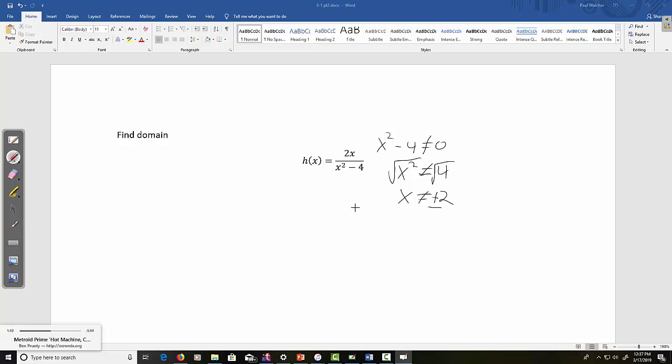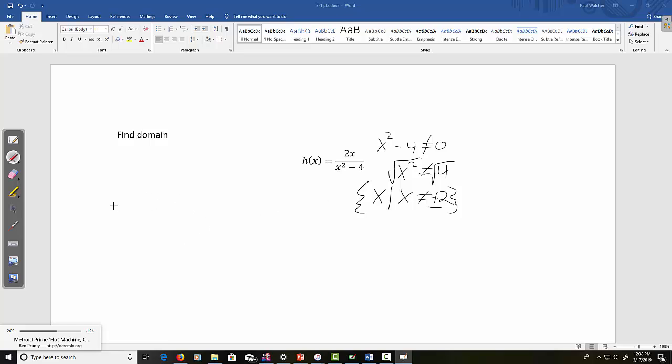So, how do we express our answer? Your homework will ask for generally two different notations. One might be set builder notation. So that would just be this: all x such that x not equal plus or minus 2. And you can use the curly braces to indicate it's a set.